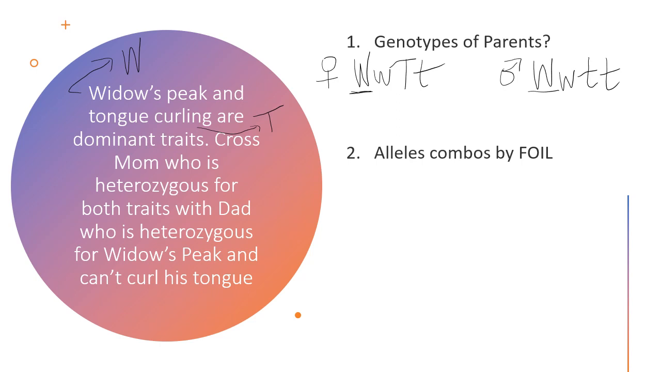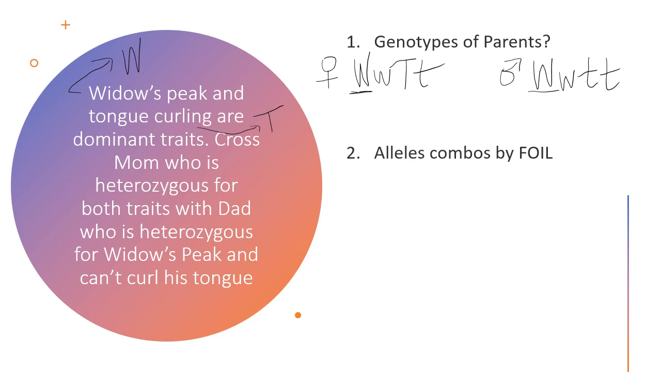So now the next part comes with finding allele combinations by using FOIL. So I could just sit here and try to discover them and be like, well, I have to give a W, so I could give a big W and a big T. Let's see, so a big W and a little t, or a little w and a big T, little w, little t. But that might take some time to try to figure that out. So an easy way to do this is to use FOIL, first, outside, inside, last.